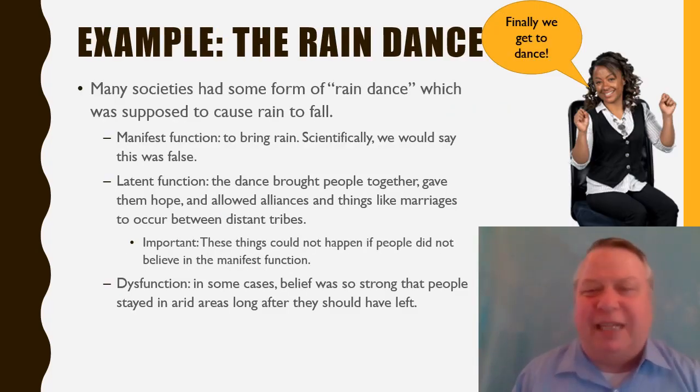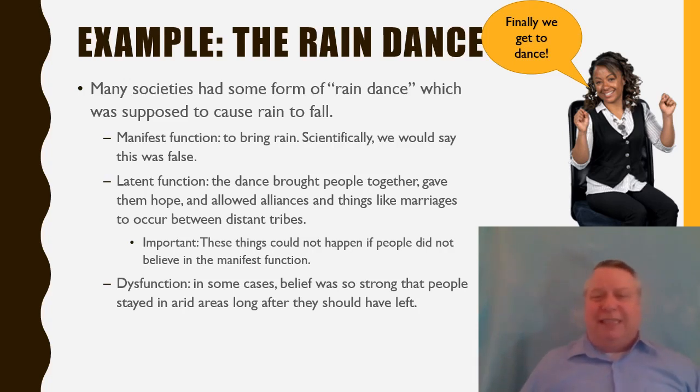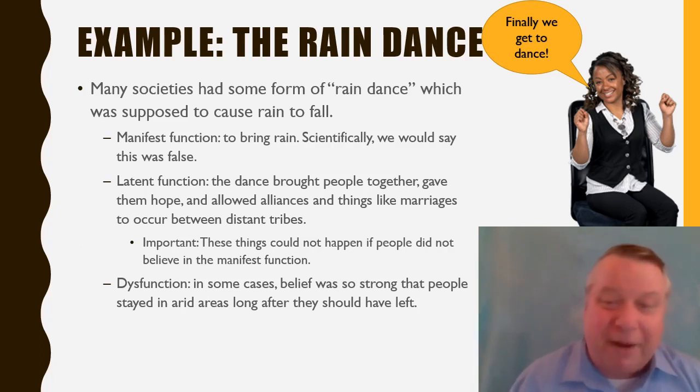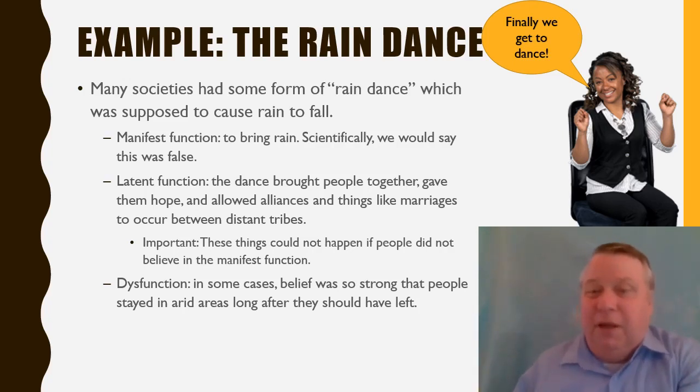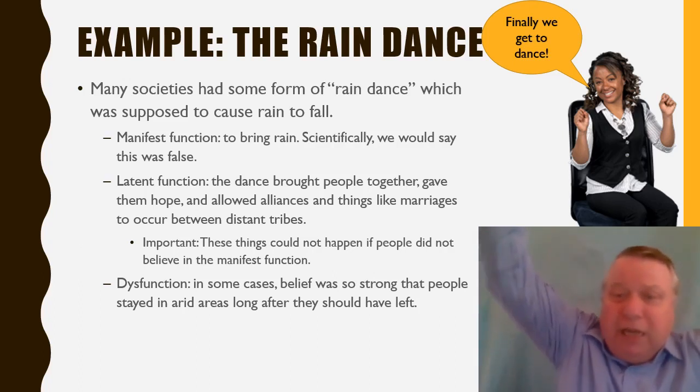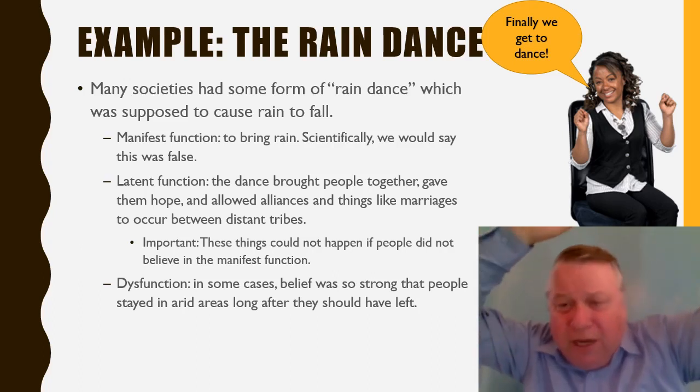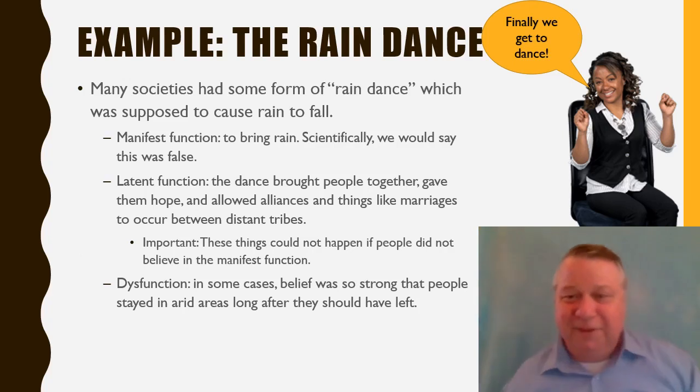So let's have an example like the rain dance. This is a popular example used for this. Many societies have or used to have some form of rain dance, particularly in areas where they'd have long periods without rain. And the idea of the rain dance is you dance around and do certain things, and this is supposed to make the rain come down. Now, that's what we call the manifest function. If you ask people, why are you dancing around? They would be like, we're bringing the rain, we're doing the rain dance, we're making the rain come.